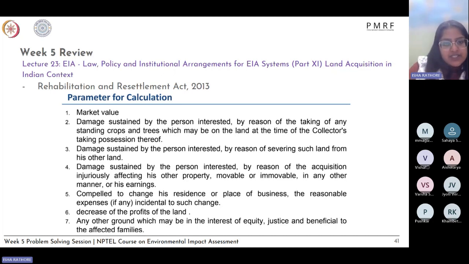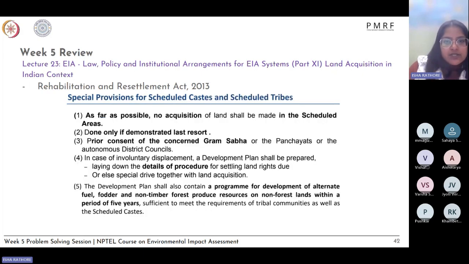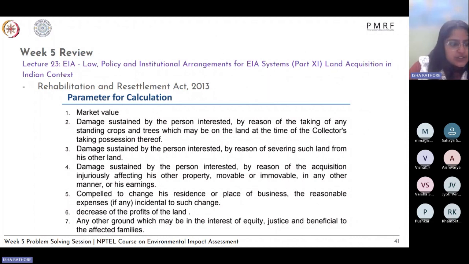Then damage sustained by reason of acquisition injuriously affecting his other property, movable or immovable in any other manner, or his earnings, compelled to change his residence or place of business, reasonable expenses incidental to such changes, decrease of the property of the land, and any affected ground which may be in interest of equity, justice, and beneficial to the affected families. So these are the few considerations which are considered in the calculation for compensation.